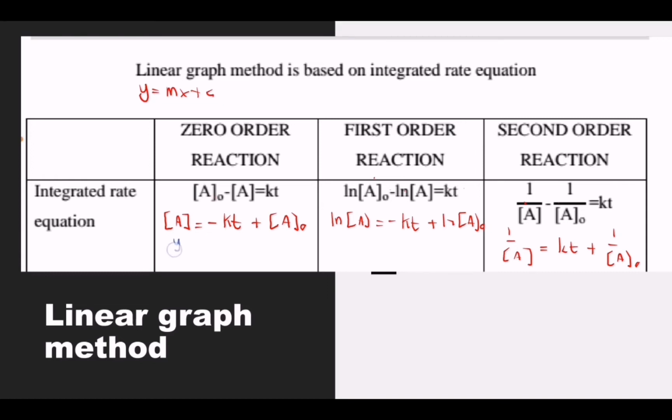So now let's identify which one is Y, which one is X, and which one is the gradient. So yang ni akan jadi Y, the Y-axis. This one will become X, so we will plot A against T and you will get a negative gradient. Okay, so we can find the value of rate constant from the graph. This one will become C, which is the y-intercept. For first order reaction, we will plot ln A for the y-axis. We will plot against time, which is the x-axis, and you will get a negative gradient, which is M.